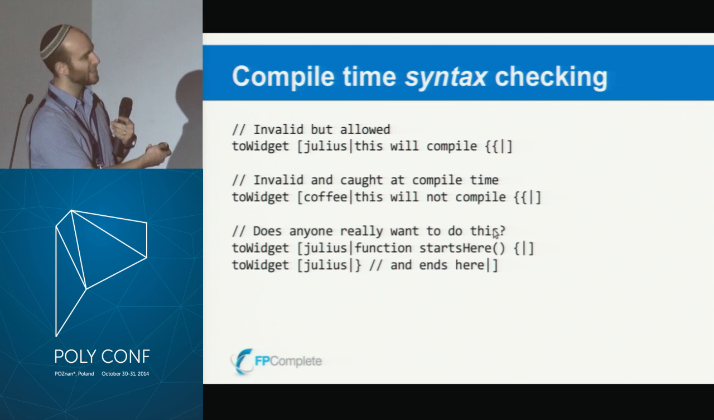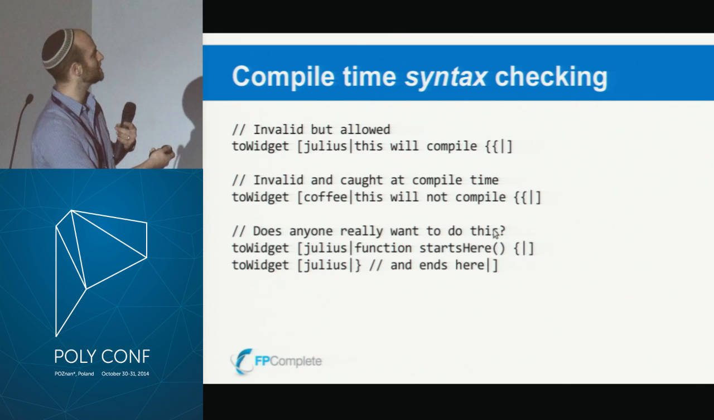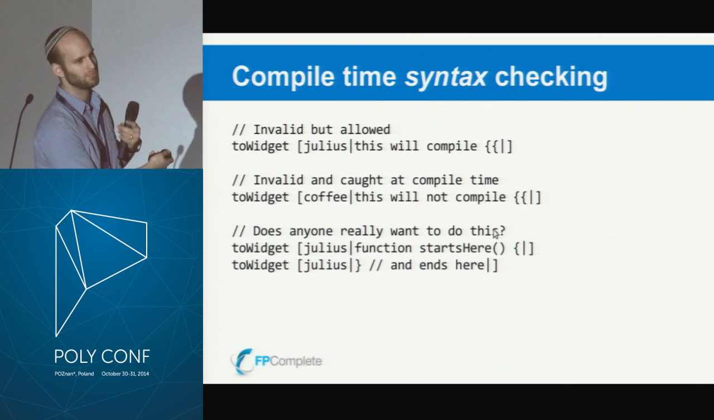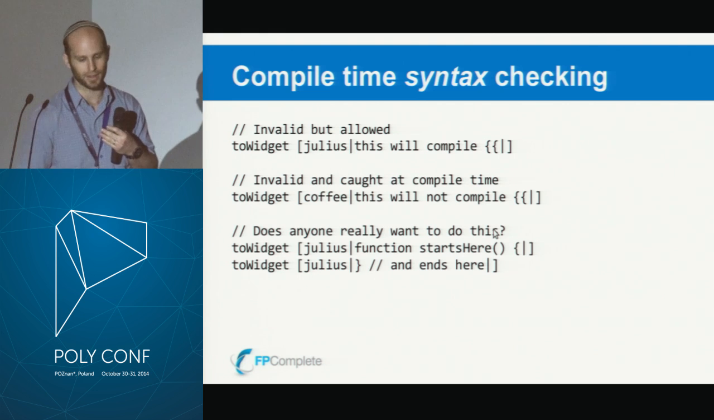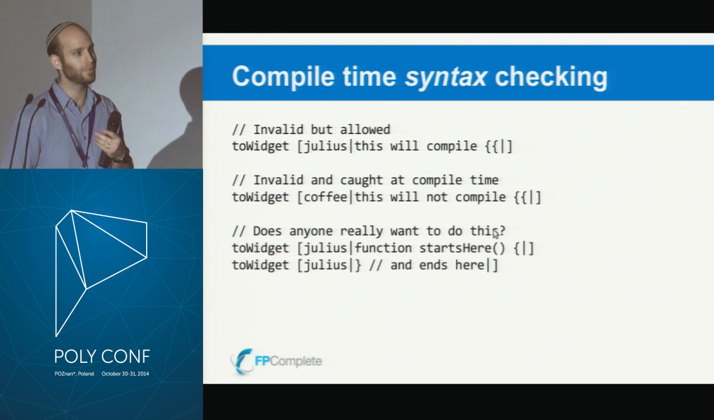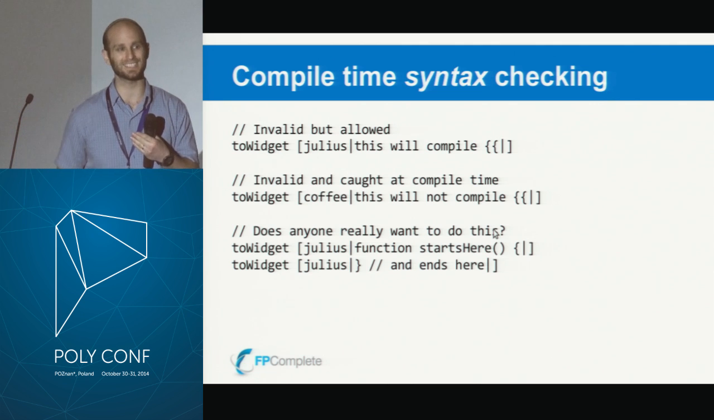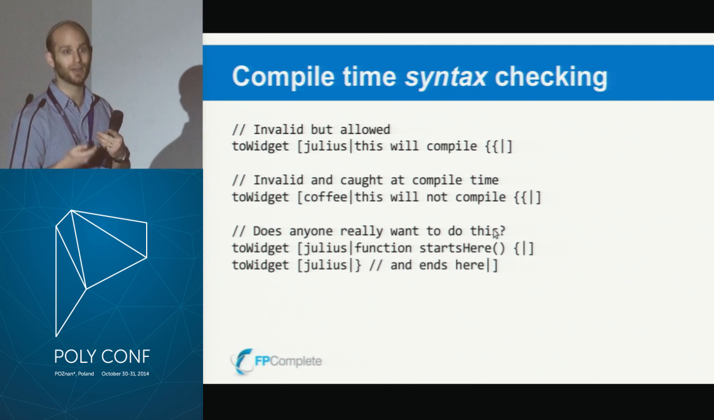You could theoretically say that it's really nice that Julius doesn't do any syntax checking because you can do this, but I've never seen that and it looks like an abomination to me. So I wouldn't recommend it. That's great, but I started off not talking about syntax. I started off talking about the type system.